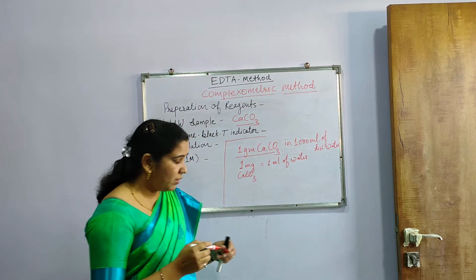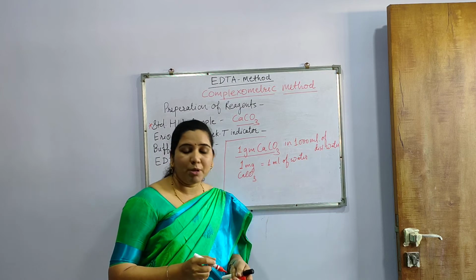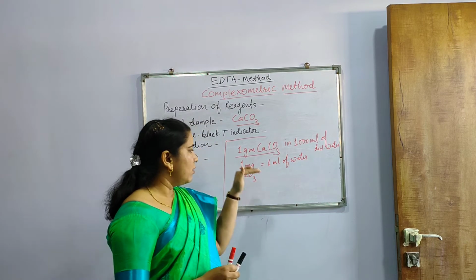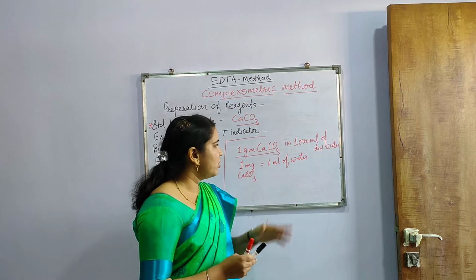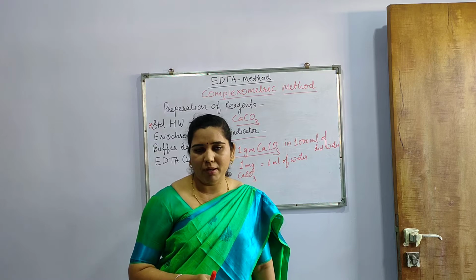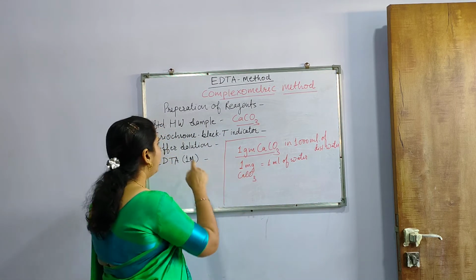So how have we prepared it? Just take 1 milligram of CaCO3 and add 1 ml of water to it. Simply, for getting the proportion of 1 gram of CaCO3 in 1 liter of water sample, for the ease of our calculations also, we have to prepare it like this.